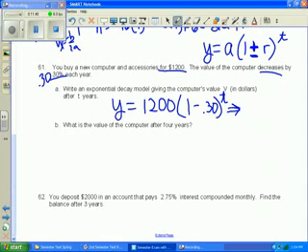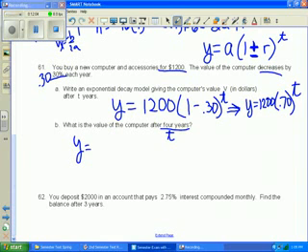So that would be written this way. You should simplify it and write it this way: 0.70 to the t. So that is our decay model. Now, how much is it going to be for 4 years? Well, 4 is going to be our t.